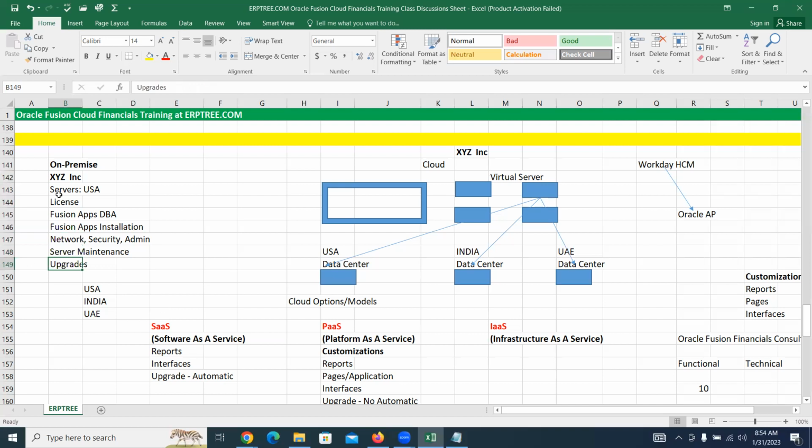If you are going to have your own servers, you have to invest a good amount of money. For licensing also you have to pay too much in fees. And you have to deploy the DBA to take care of the installation and server maintenance. You may need other network and security admins. And if anything new comes up from Oracle, you have to update everything from your end. So these are all, I could say, challenges.